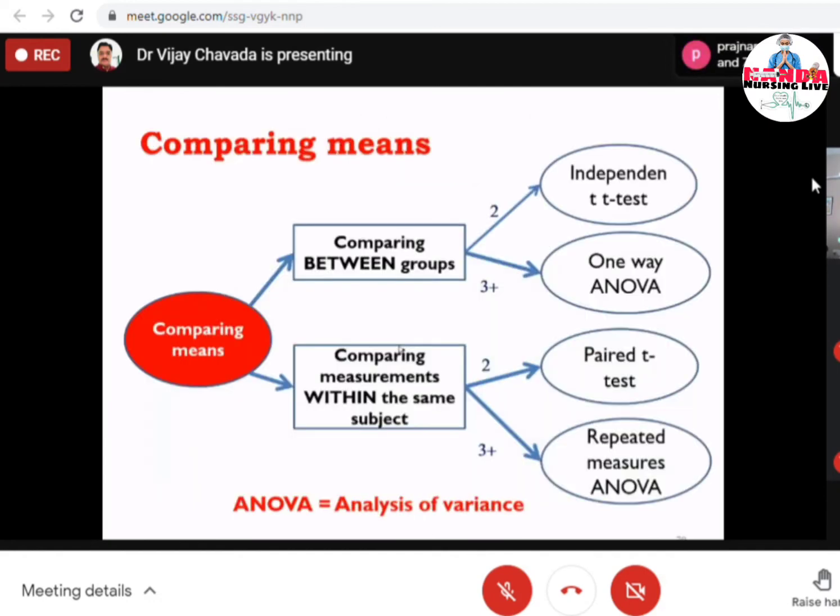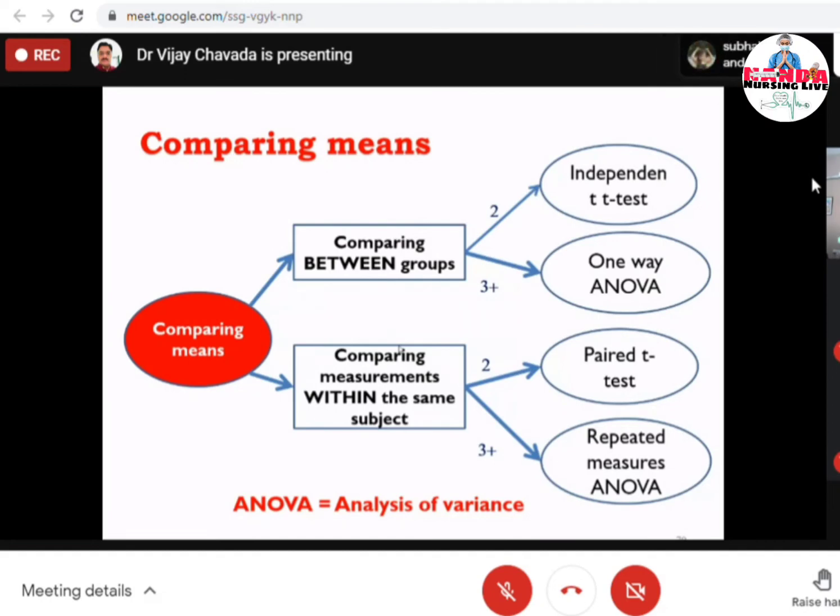In short, comparing means. Comparing means may be between groups. Comparing means may be within the same subject. When we are comparing two groups, you use an independent t-test. When you are comparing between more than two groups, you use one-way ANOVA. When you are comparing measurements of the same subjects with two groups, paired t-test.